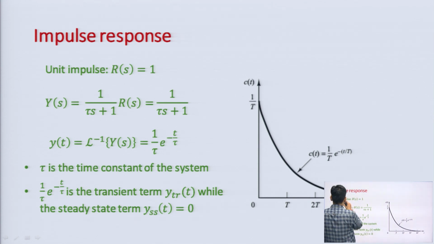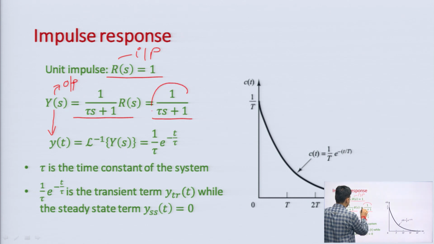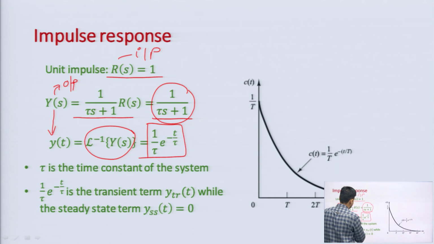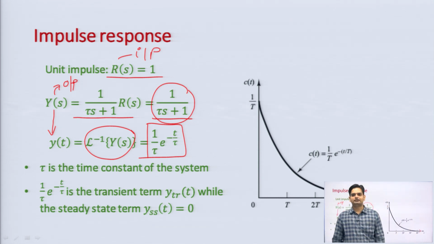Here I am applying a unit impulse, whose value in the S domain is 1. Y s over R s, where R s is my input signal and Y s is my output signal in the S domain, gives this expression, with R s equal to 1. To obtain my output, I need to take the Laplace inverse, y t, which is given by 1 over tau times exponential of minus t over tau. If I plot this function, I get this response. This is the impulse response of the first order system.